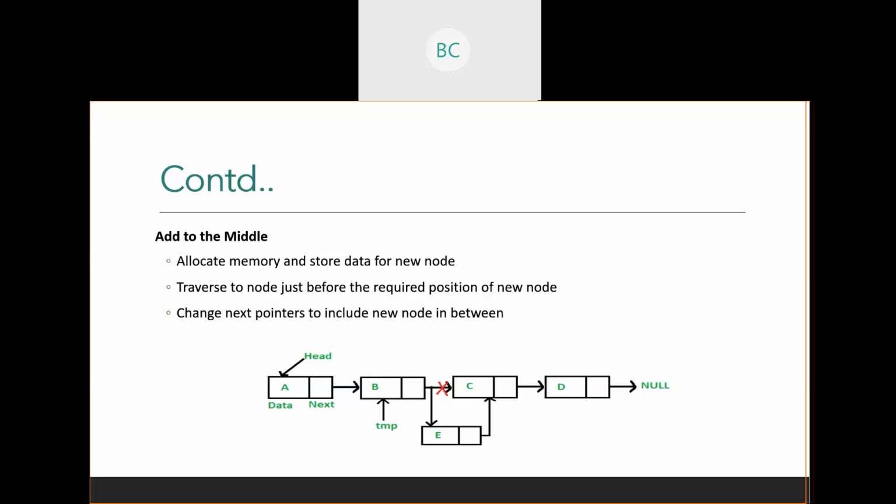Suppose I have decided I want to insert a new node in this location. Here it will just cut the pointer and point to the newly added node. Next, the newly added node will point to your next node. In this case, I want to insert something between B and C. So the connection between B and C will be cut. Then there will be a new connection from B to E and E to C.